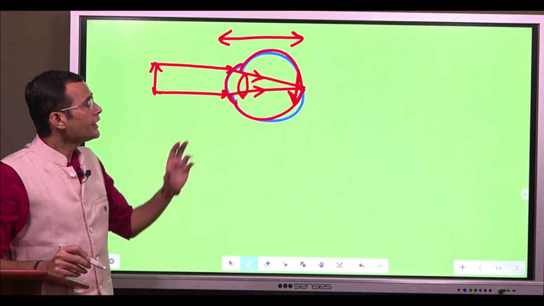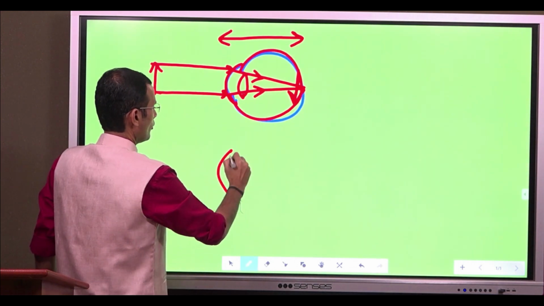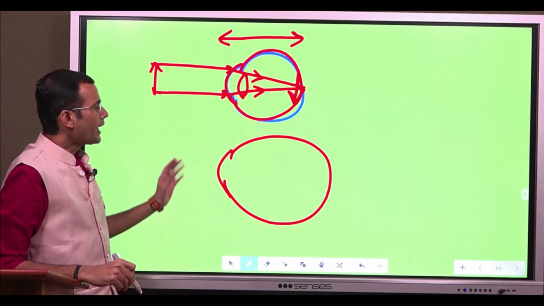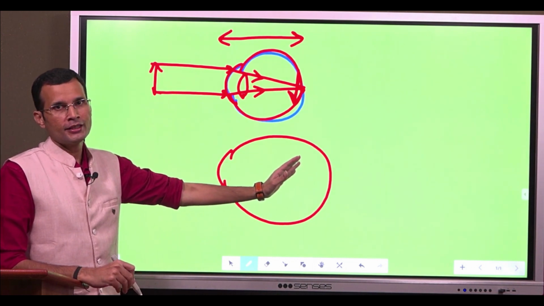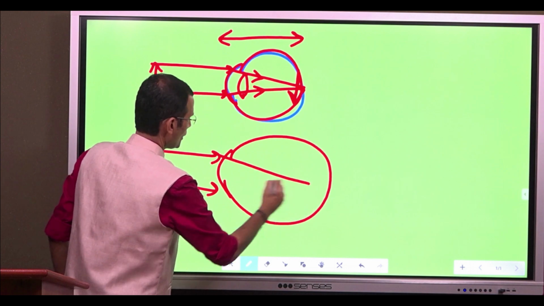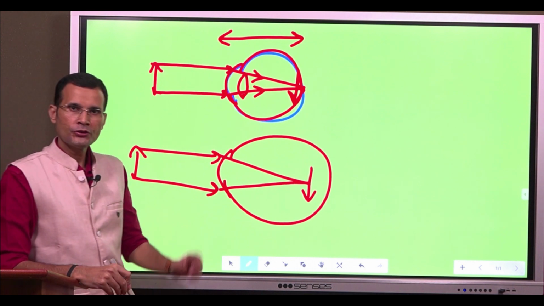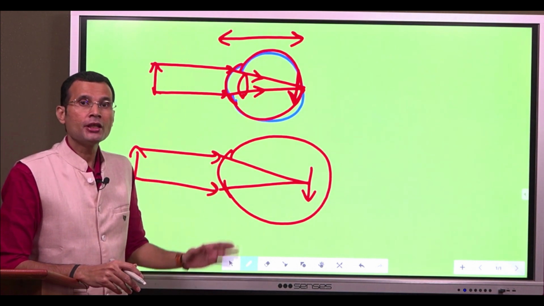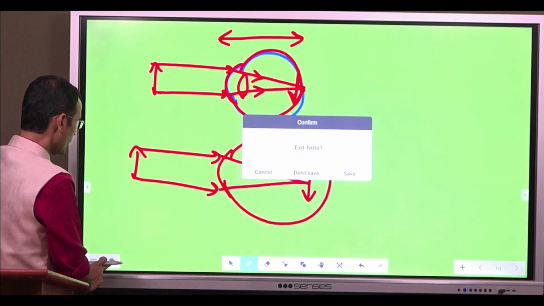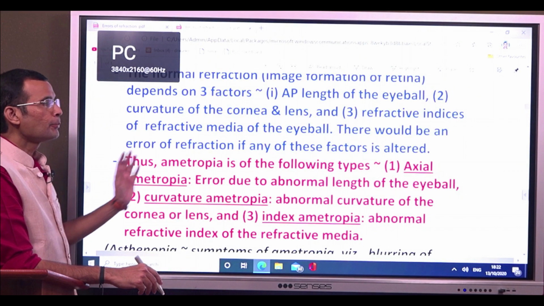Now, if the anterior-posterior diameter of the eyeball is altered, what do you observe here? Anterior-posterior length of the eyeball has increased, and therefore, what's going to happen now is image formation will happen in front of the retina, right? So, this is called as axial ametropia, the error of refraction due to the altered anterior-posterior length or abnormal length of the eyeball.